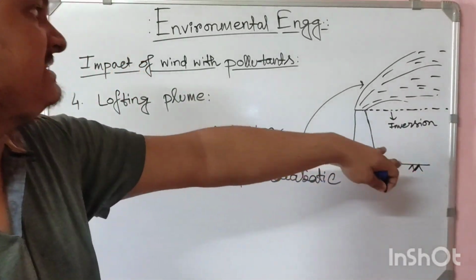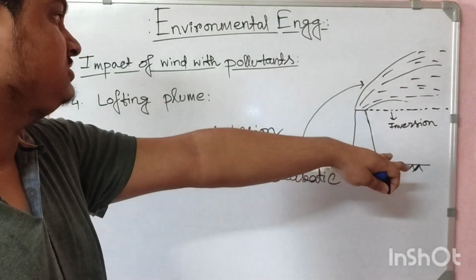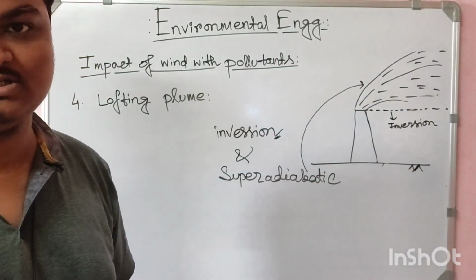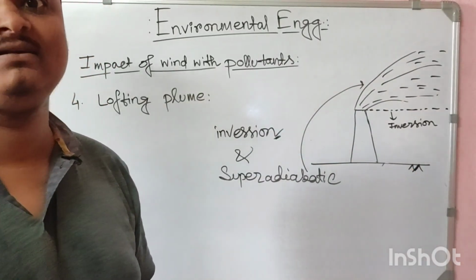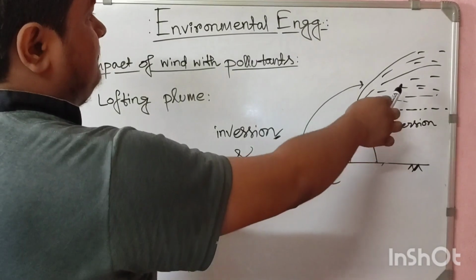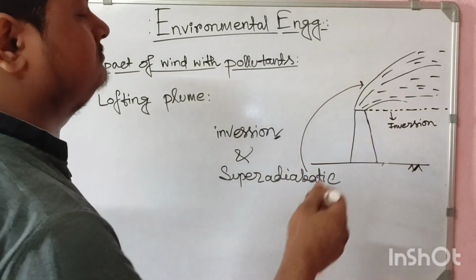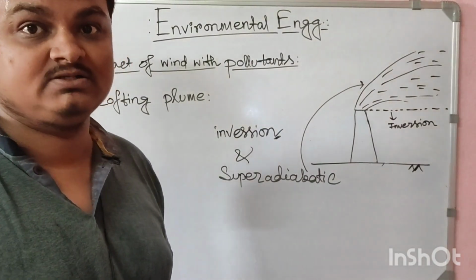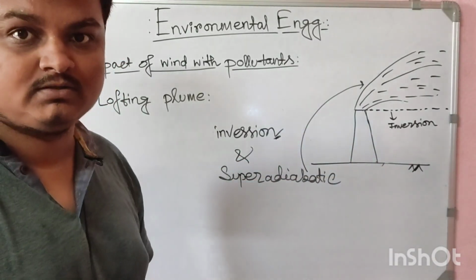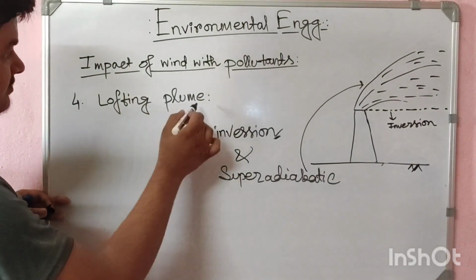This plume is so useful for the people because the inversion is there, so there will be almost no gaseous pollutants near the ground. Because of that, the people will have much less effect than with the last one. Above, because of the super adiabatic condition, the gaseous pollutants will rise and will not come near the ground. This kind of plume we call the lofting plume.